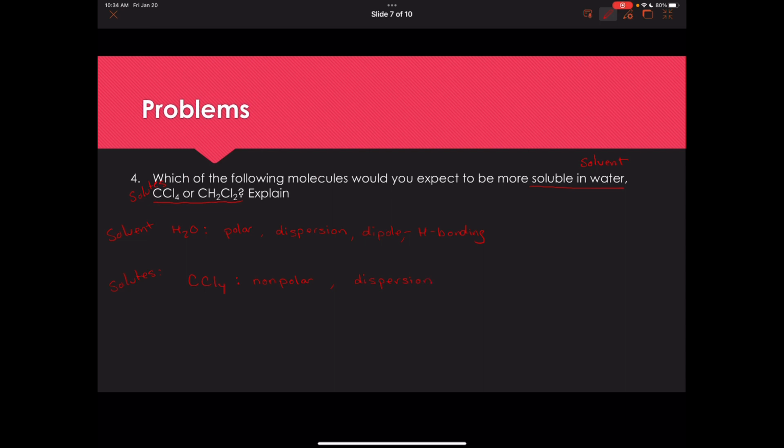But if I look at CH2Cl2, again, we could draw that out. I've got my carbon in the center. 2 of my corners of my tetrahedron are hydrogens. 2 corners are chlorines. It's unsymmetrical. The minute it's unsymmetrical, it's polar. So being polar, we have dispersion.